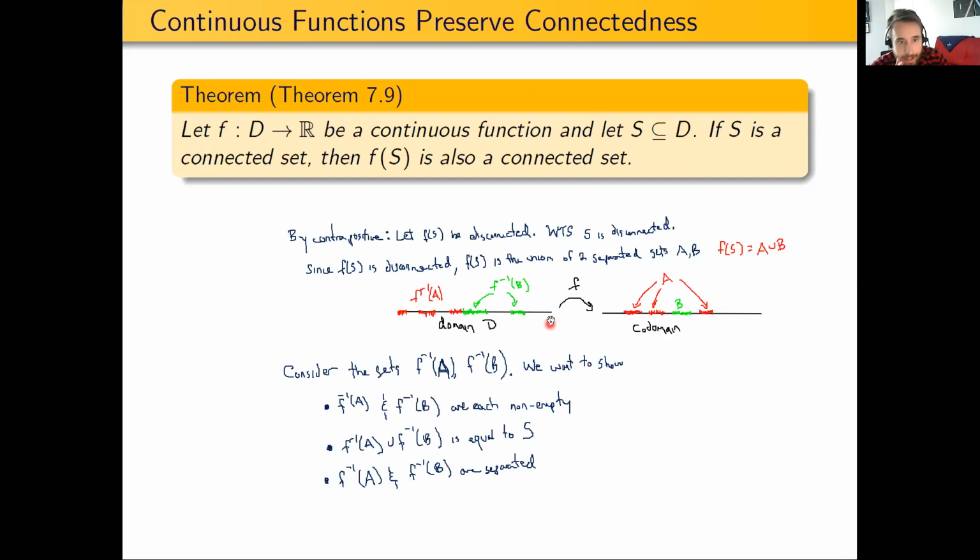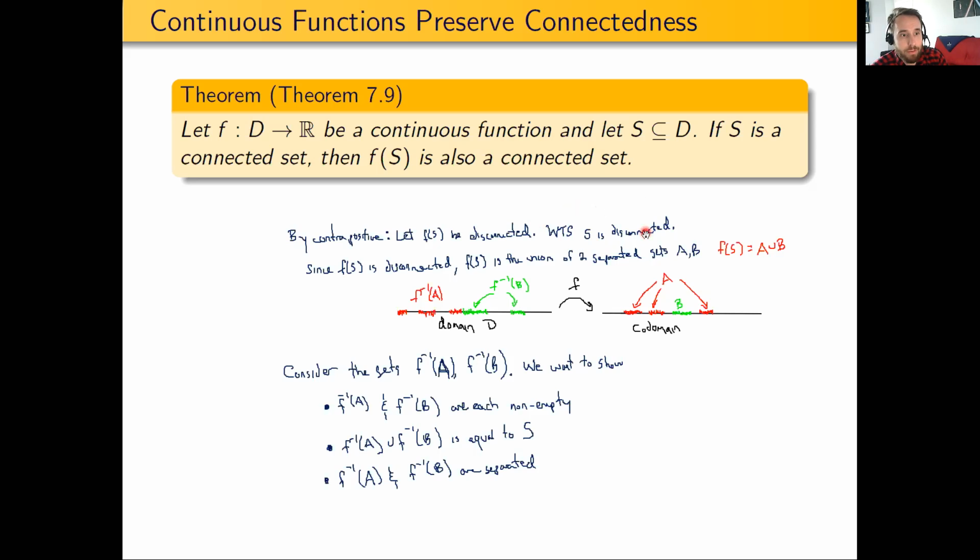Great. Now, the argument that we want to make is that these sets, the pre-image of A and the pre-image of B, are the two sets that will show S itself is disconnected. In other words, what we really want to show is that f inverse of A and f inverse of B taken as a union is equal to S. So they make up all of S. We want to show that each of them is non-empty, and we want to show that those two sets are separated.